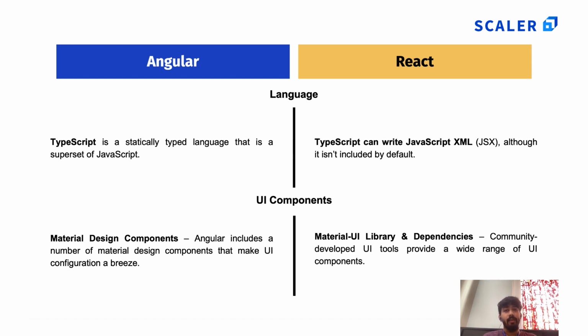The problem with Angular is they provide you a set of material design components which is built within Angular itself, which has to be installed. But in React, the community can develop their own UI tools. So you can choose any tool which is available in the React community and use it in your own code. You don't have to just stick to what is provided within the material design components, right? So that's basically the only difference here.